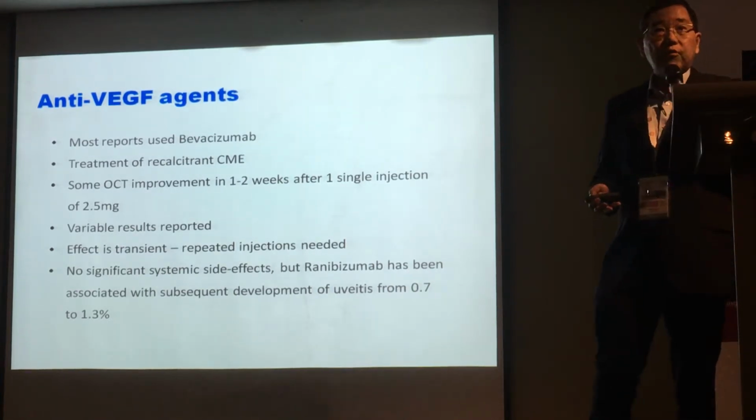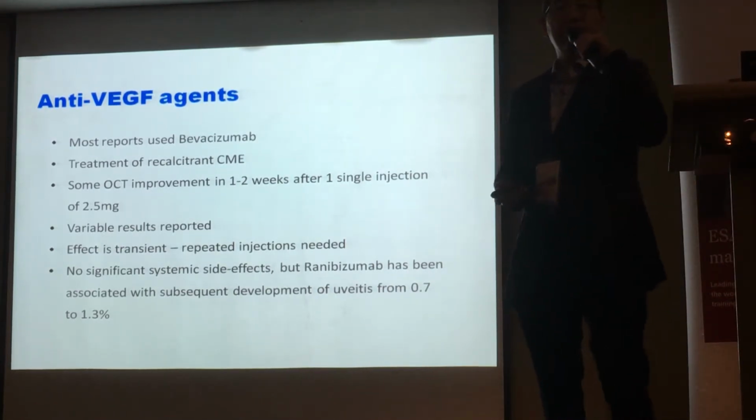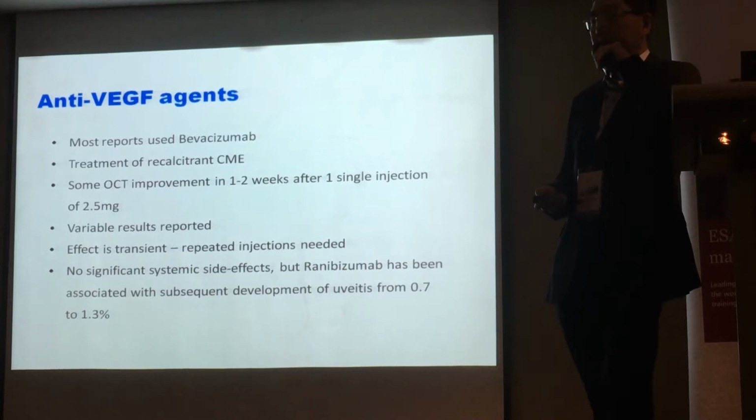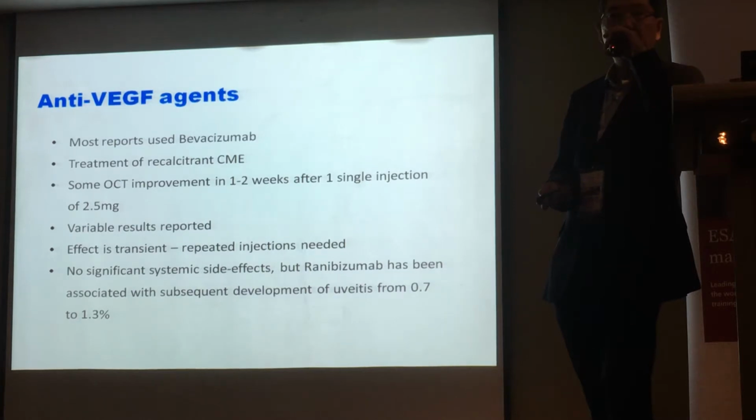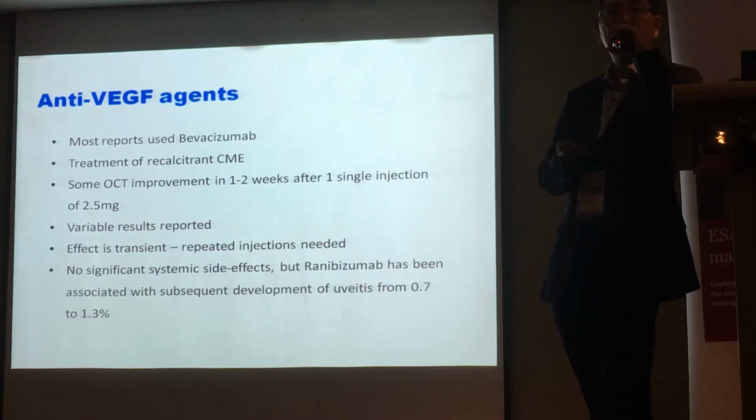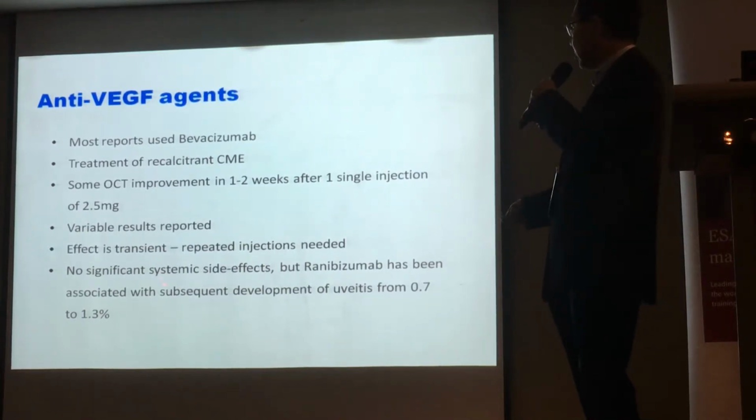Most have been off-label, right? So most people will use Avastin or bevacizumab. I tend to use Lucentis, smaller molecule, no Fc portion, hopefully less antigenic. That's just theoretical. Eylea, which is aflibercept, is a slightly bigger molecule. I think it can be used equally well. I don't see a big difference in terms of post-injection inflammation.